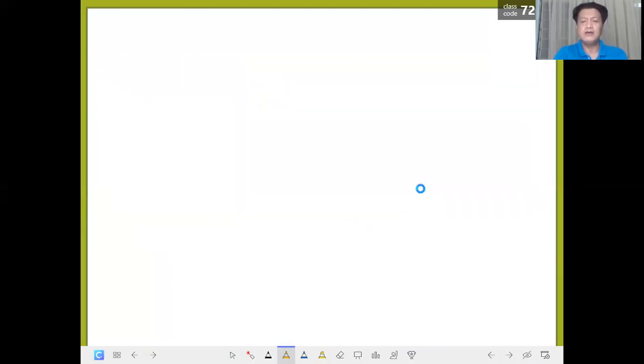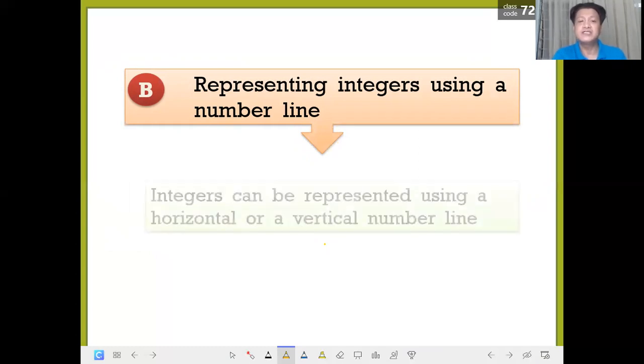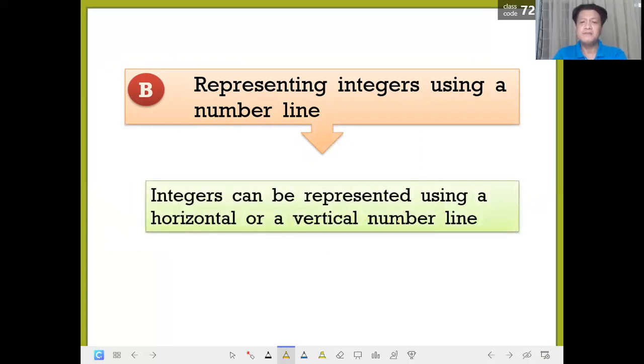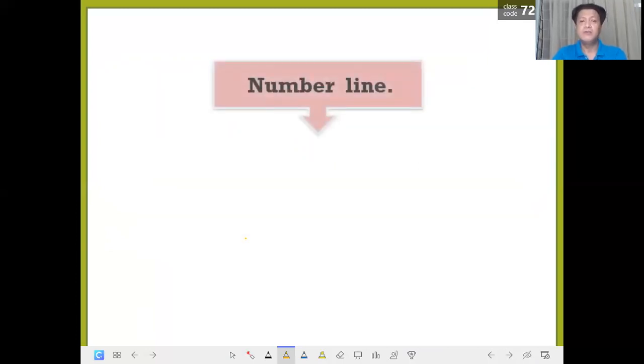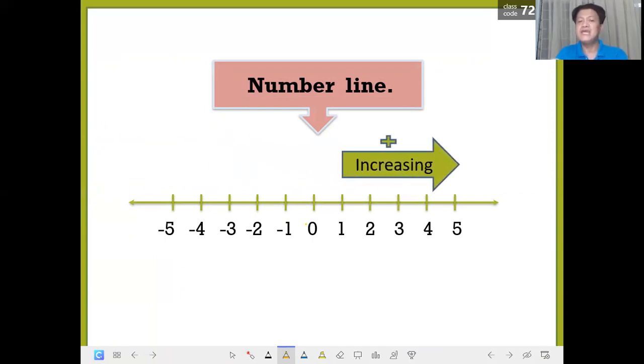So with that, representing integers using a number line. Paano ginagamit ang number line? Gamit ang integers natin, we have integers can be represented using a horizontal or vertical line. Okay, so pag sinabi natin number line, makikita po natin dyan yung negative and a positive. When we say positive, yun po yung increasing. Ibig sabihin yan, from 0 habang lumalayo ka papunta sa kanan, lumalaki po yung value mo, or we call that increasing.